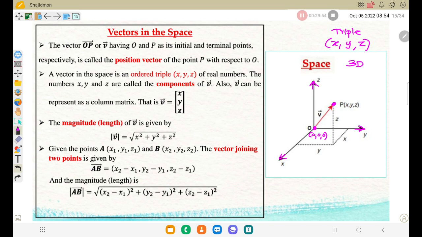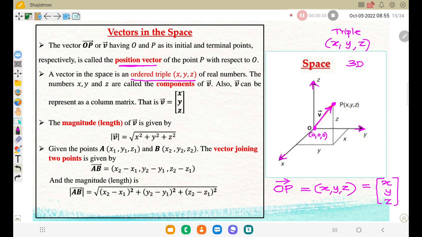Now if you take a point P here, (x, y, z), and we join a vector like this, starting from O up to P, that is vector OP. O is the starting point, and P is the terminal point. This vector we call the position vector in space, the same as what we discussed in the plane. How do we represent vector OP in components? As an ordered triple of three numbers: x, y, and z. Otherwise, we represent it in matrix notation, as a column matrix x, y, z. Vector OP equals this.